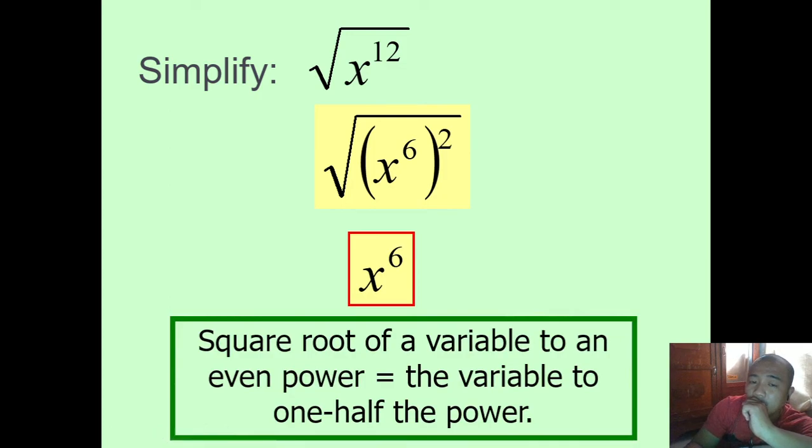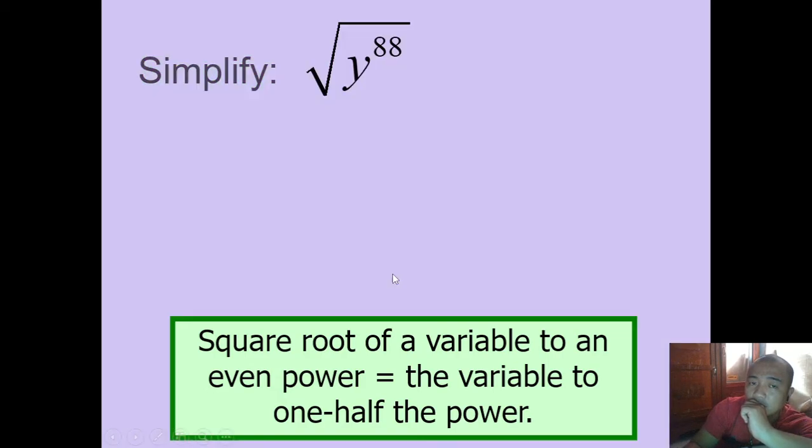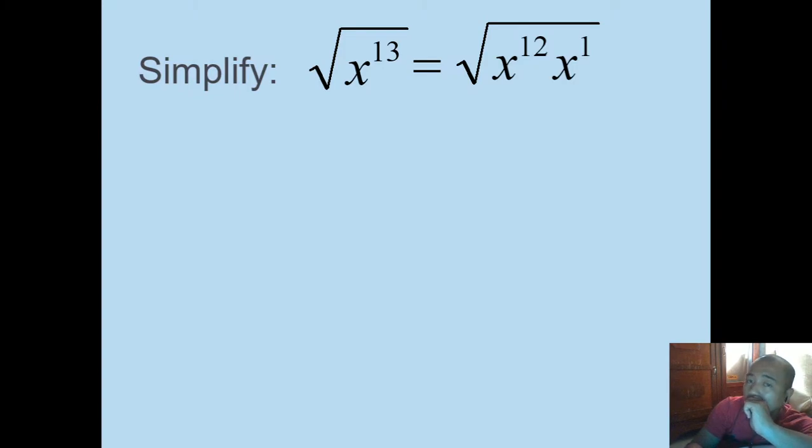So the square root of a variable to an even power is equal to the variable to 1/2 the power. So 1/2 of 12 is 6. Okay, we'll take the 1/2 of 88 again because the index is 2. 88 divided by 2 is 44, y to the 44th power.